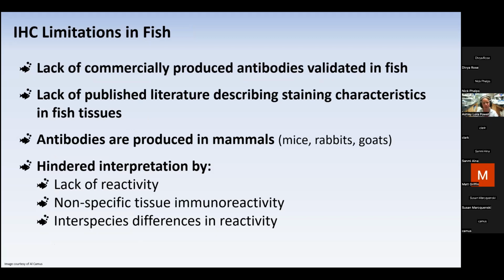Limitations in fish, and there are quite a few significant ones. First, there's a lack of commercially produced antibodies that are validated in fish. And a lot of those antibodies are produced in mammals, so as you can imagine, they're not necessarily going to have the same cross-reactivity as if they were developed in fish. There's a lack of published literature describing the staining characteristics of fish tissues, how fish tissues are supposed to stain. And given the large variation of fish species, antibodies that appropriately react in one species may not work in another, and therefore individual species may require their own unique set of protocols.